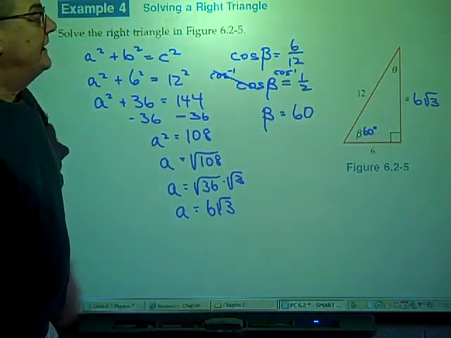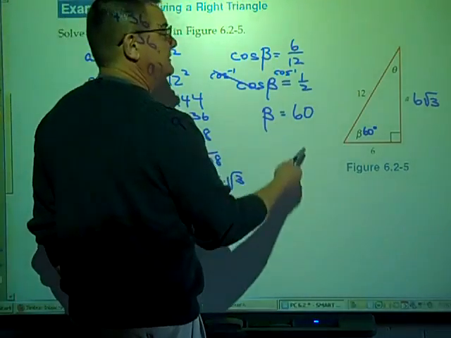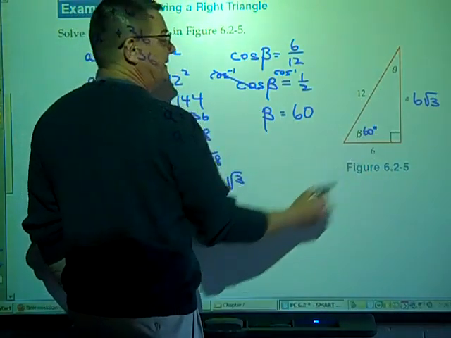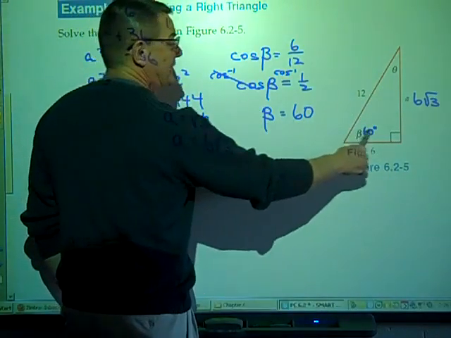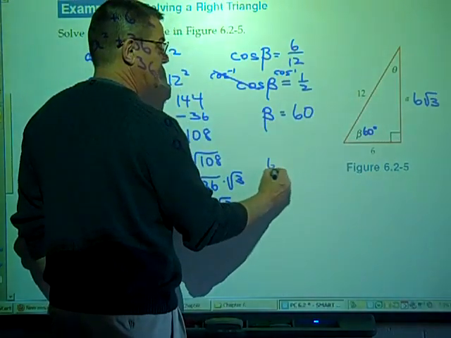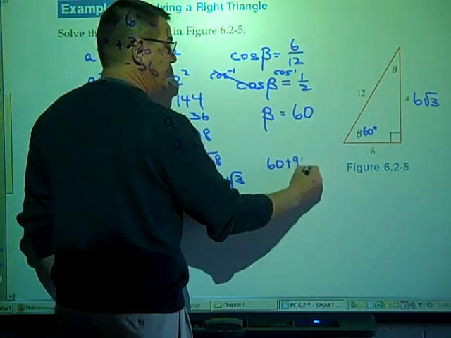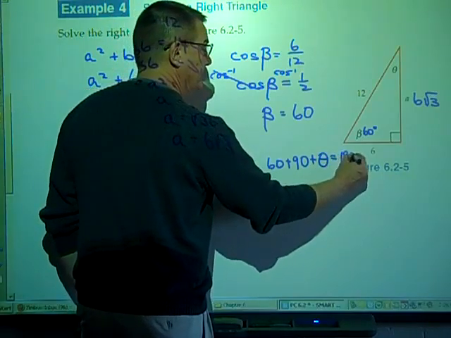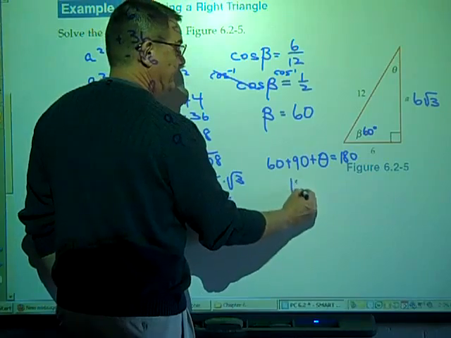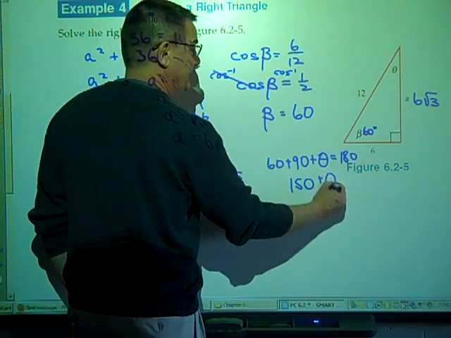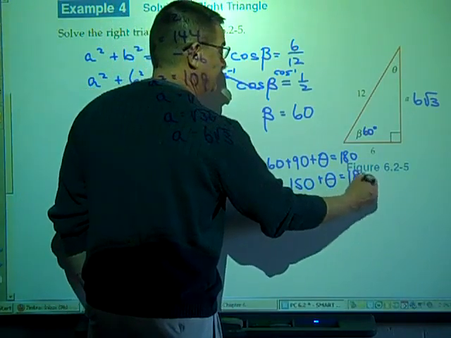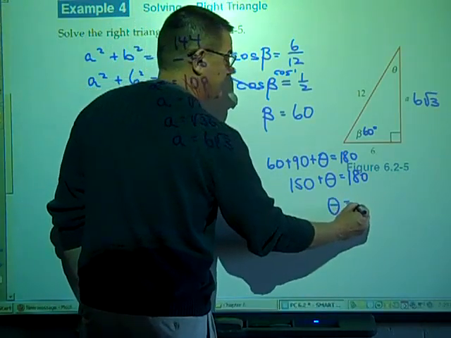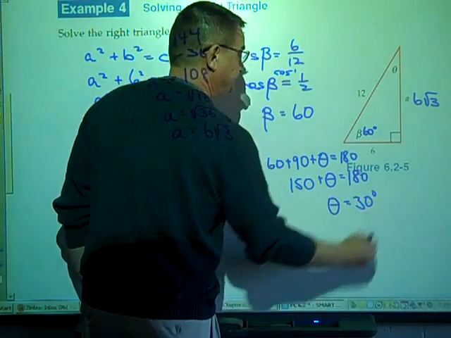And now that I have two of the angles, I don't need to go through and use a ratio. I could, but I don't need to find theta, because we know that these three angles have to add up to 180. So 60 plus 90 plus theta has to equal 180. Or 150 plus theta equals 180. Take away 150 from both sides, we get theta is 30 degrees.